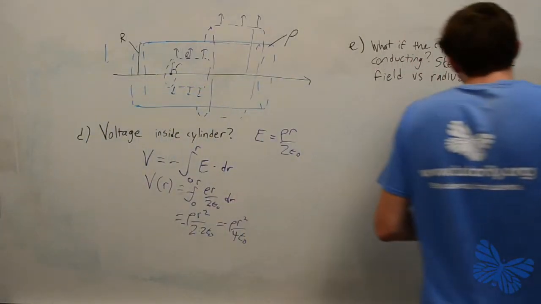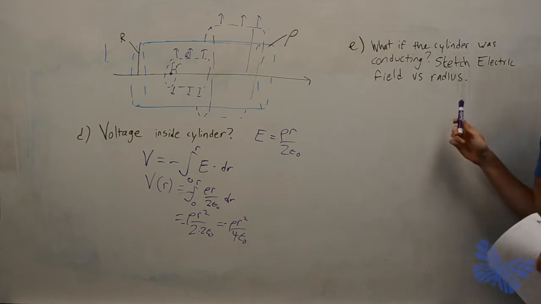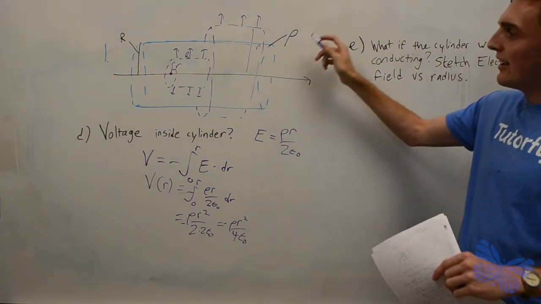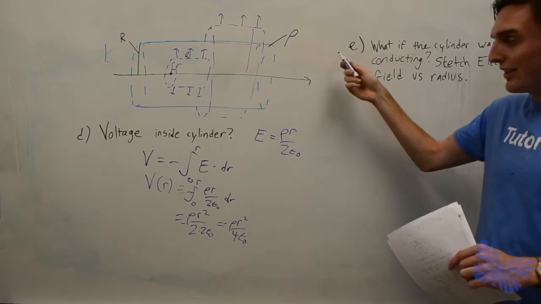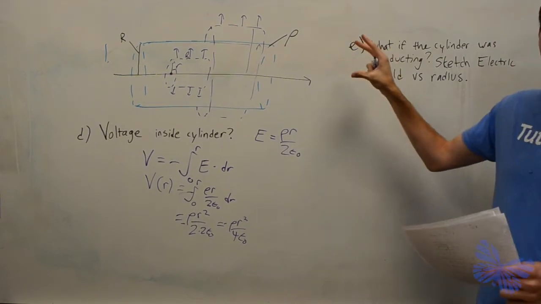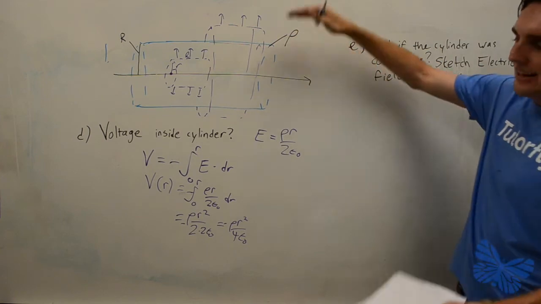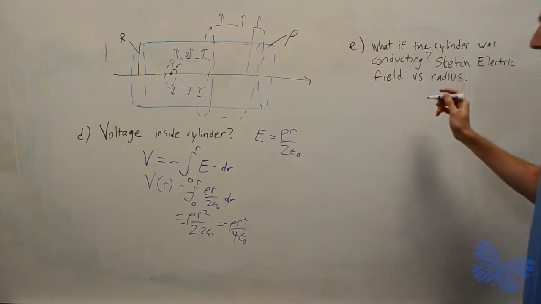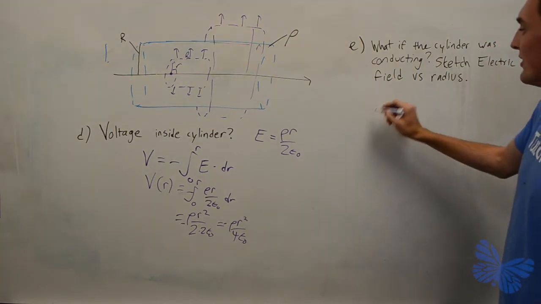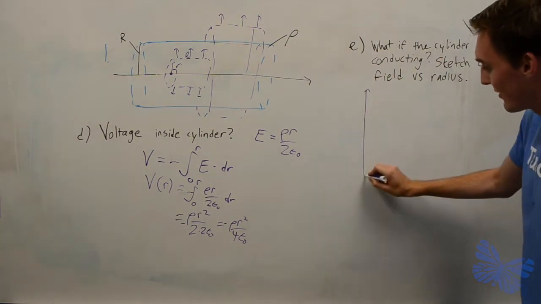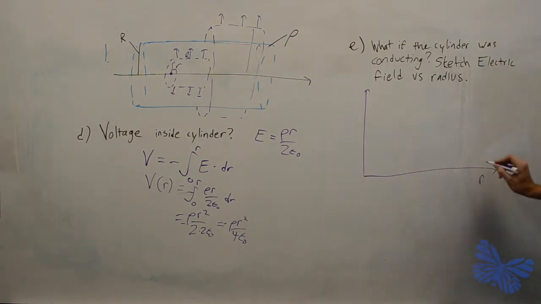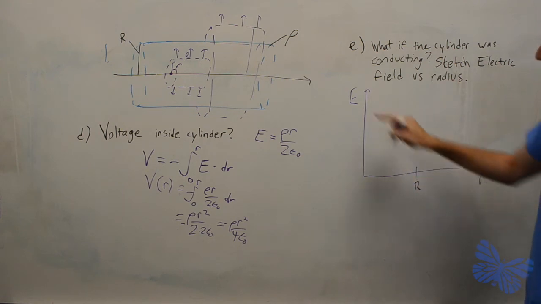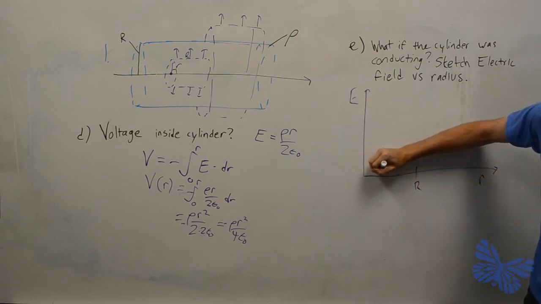Okay, and then lastly, part E basically asks if this cylinder was conducting instead of an insulator, what would the electric field look like? And so basically for a conductor, all of the charge is going to reside on the surface, and the electric field inside a conductor is always 0. And so in that case, if you plot the electric field with respect to R, you know that up until big R, the electric field is just 0.